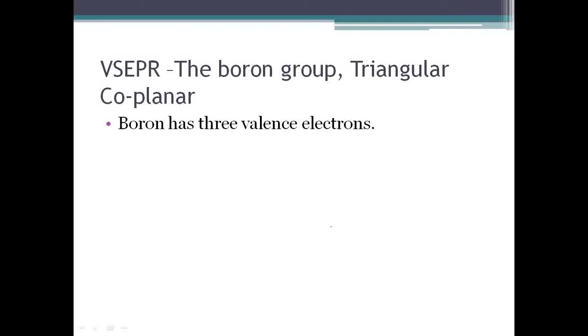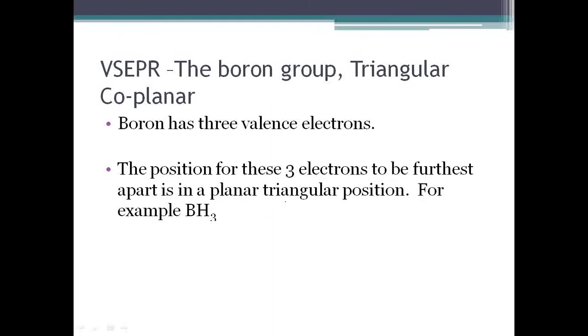Alright, now let's look at boron. Boron's got 3 valence electrons. Let's think about the shape that boron hydride would form. That's the shape there. You might think, well, why is that? Well, ask yourself, given I've got a cloud of electrons here, and a cloud of electrons here, and a cloud of electrons here, what's the maximum distance that these guys can get away from one another?